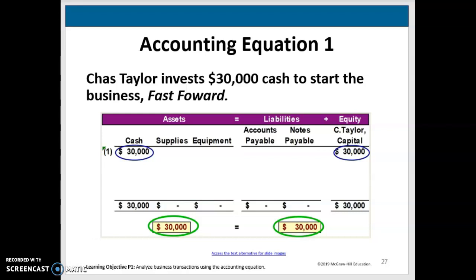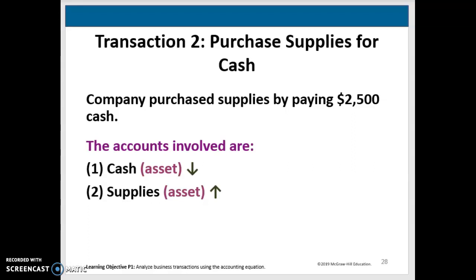Let's look at another transaction. This one says the company purchased supplies by paying $2,500 cash. One thing I want to point out is that, as we operate a company, we are going to have to buy supplies. Those supplies will be used. Right now, it's just something that we're buying, and let's assume it's office supplies. We're going to buy those supplies and put them in our office supplies closet. Later in Chapter 3, we'll learn what happens with the supplies that we've used. But for right now, we're just buying the supplies.